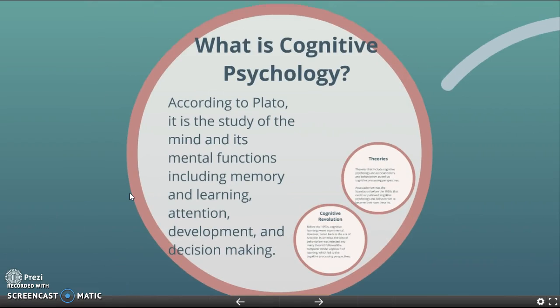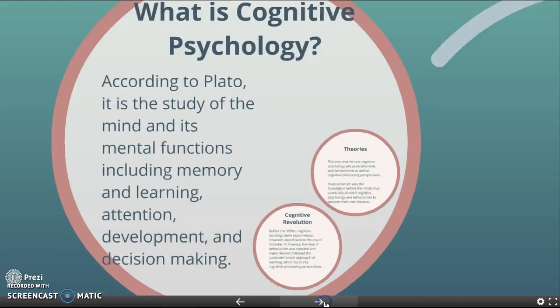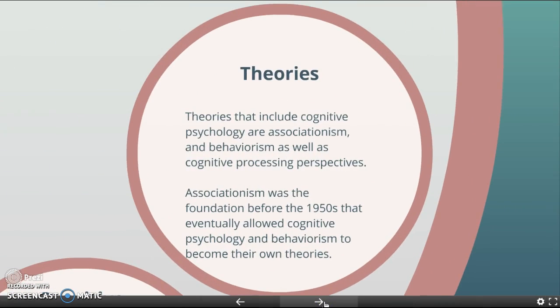What is cognitive psychology? According to Plato, it is the study of the mind and its mental functions, including memory and learning, attention, development, and decision making. The theories that include cognitive psychology are associationism and behaviorism, as well as the cognitive processing perspectives.